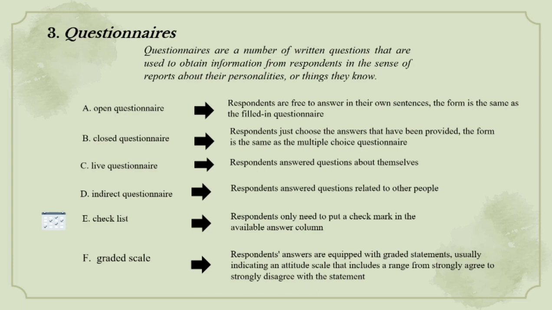And the third is direct questionnaire. Respondents answer questions about themselves. And the fourth is indirect questionnaire. Respondents answer questions related to other people. And the fifth is checklist. Respondents only need to put a check mark in the available answer column. And the last is graded scale. Respondents answer equipped with graded statements.